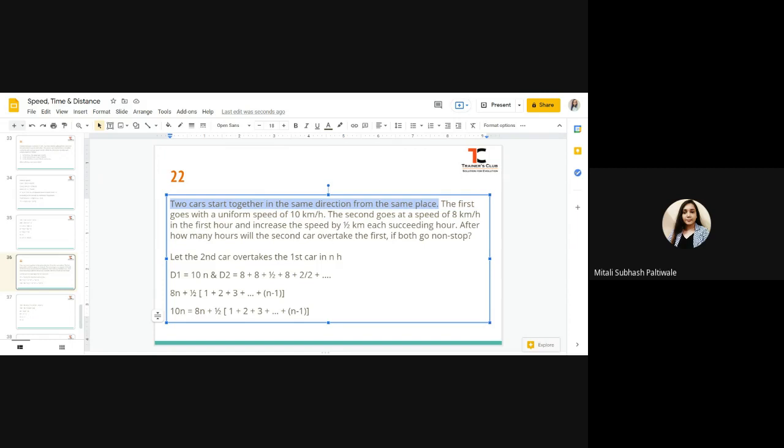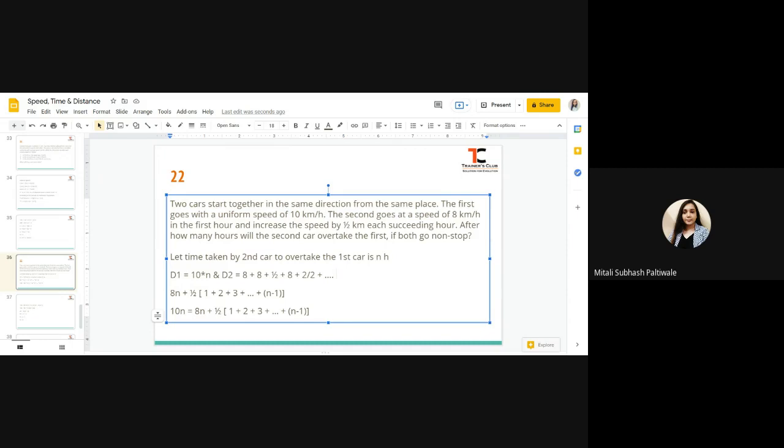Now, the first goes with uniform speed. So in the first case, his speed will be 10 into n, because of the time taken. The time taken by the second car to overtake the first one is n hours. Now this is justified properly. So distance is equal to 10 into n. This is the speed and time, and the distance of the second, which is equal to 8.